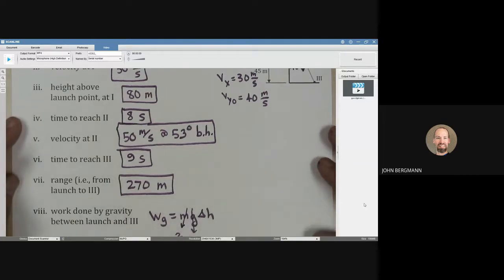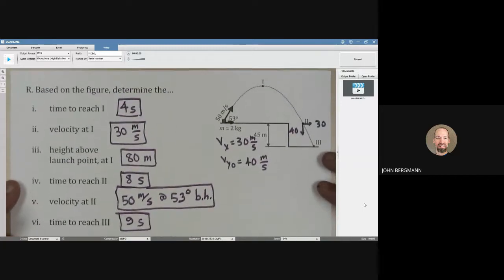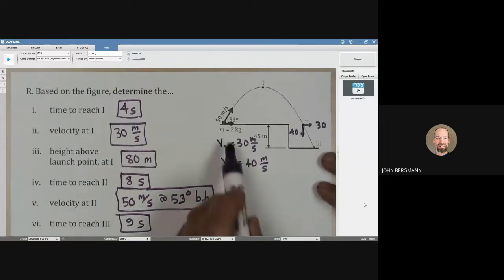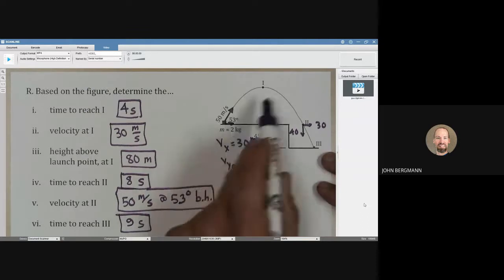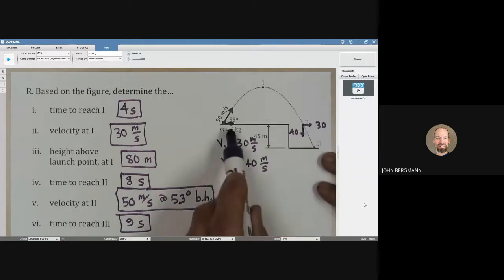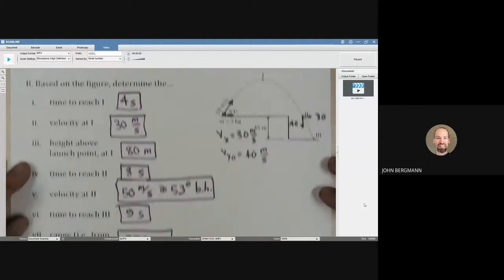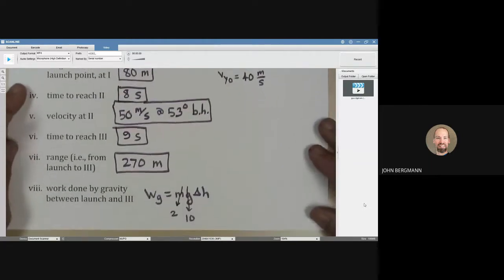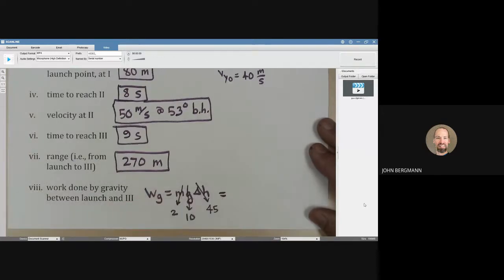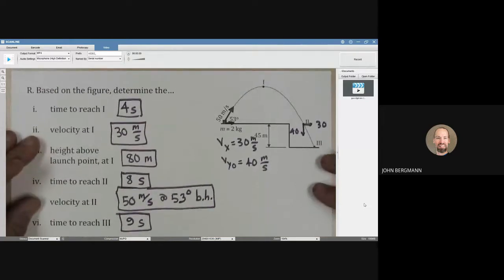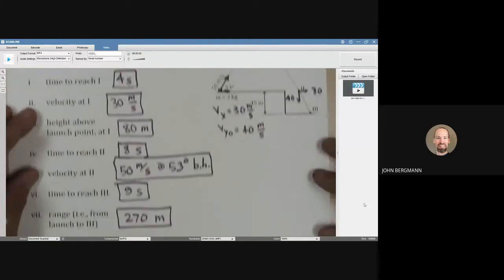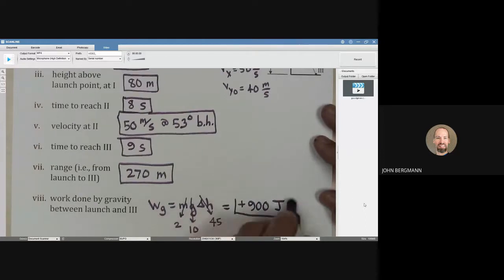And what's delta H? We're looking at the diagram now, between launch and 3, the fact that it goes up and comes back down doesn't make any difference. It's dropped 45 meters. So the delta H is 45 meters. And we do that in our head, 450 times 2, 900. 900 joules. Now, does gravity do positive or negative work in that path? Well, we end up lower down. So gravity does positive work. So I'm getting positive 900 joules for that one.